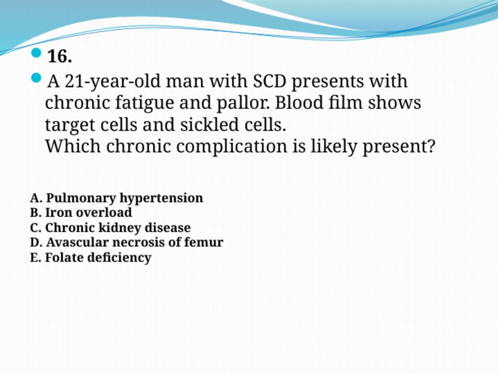Folate deficiency, on the other hand, is a well-known cause of anemia, especially in patients with chronic hemolytic conditions like sickle cell disease. It can lead to ineffective red blood cell production, which explains the chronic fatigue and pallor, along with the blood film showing target cells and sickled cells. These findings point toward folate deficiency as the likely chronic complication in this case.